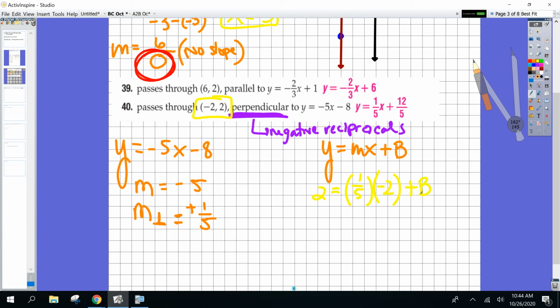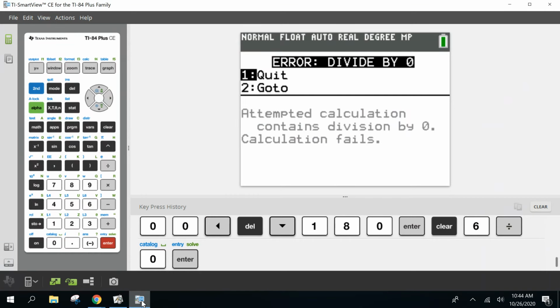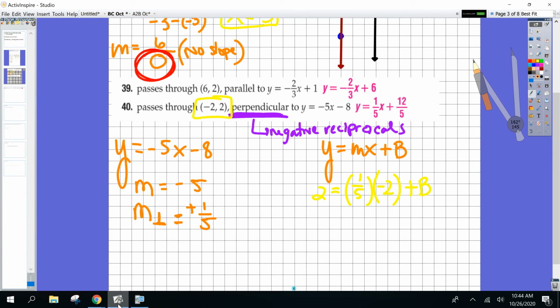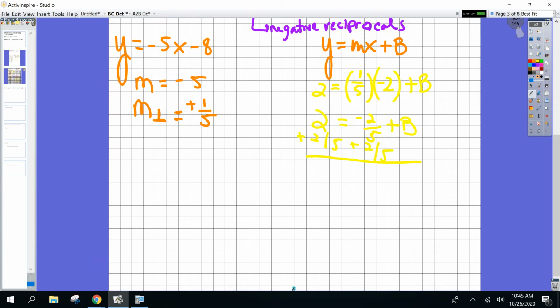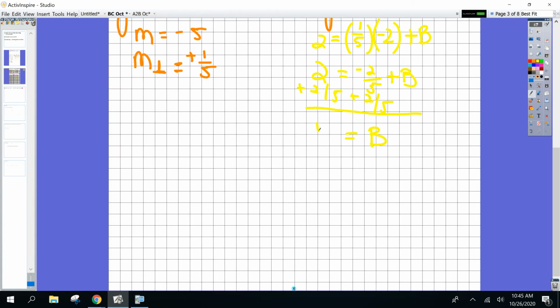Plus your b value. Oh, so sad, honors kids. I'm asking you to multiply fractions. Don't care, because you've got a calculator that can do it for you. Don't expect sympathy from me. All right, so you get 2 equals -2/5 plus b. Add your 2/5 over. Again, no sympathy. Your calculator does it for you. So we end up with b equal to 12/5. Put the 2 together. Slope, 1/5 x plus your y-intercept, 12/5.